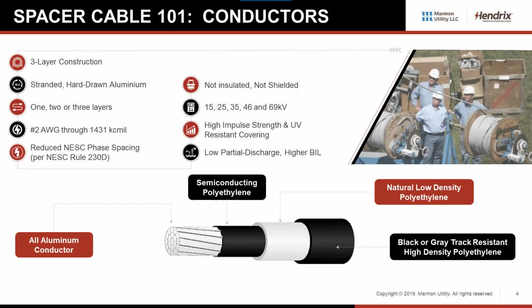We start at 15 kV, go all the way up to 69 kV, but we're actually getting ready to launch a 115 kV product, and I'll talk a little bit about that here in a minute. You can get the covering in black or gray. From an operational or a technical perspective, there isn't much difference between the two colors. It's really a personal preference. There's an outer jacket made of high density polyethylene, and then there's an intermediate layer of natural low density polyethylene. It's a little bit softer, makes the cable a little bit easier to strip the covering off if you have to make a tap.